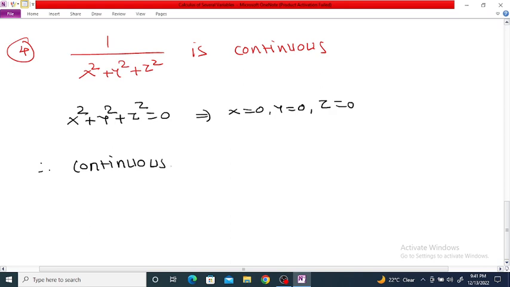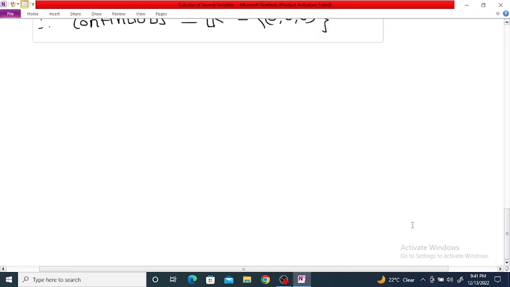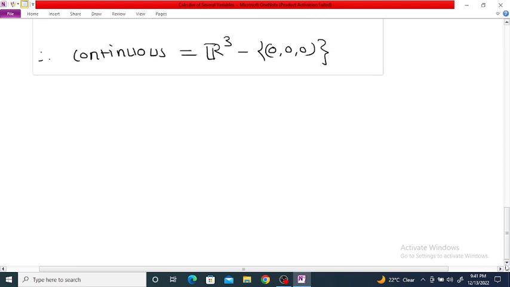on R cube minus only the single point (0, 0, 0). If you remove this point, then this function is continuous on the given region. So just remove the point (0, 0, 0) from R cube, and you will get the points of continuity.